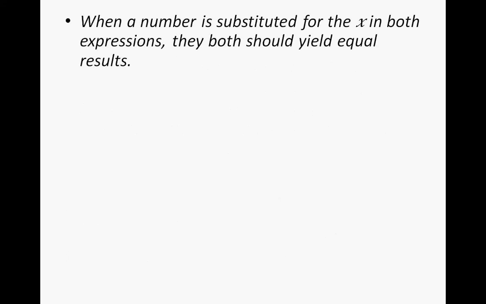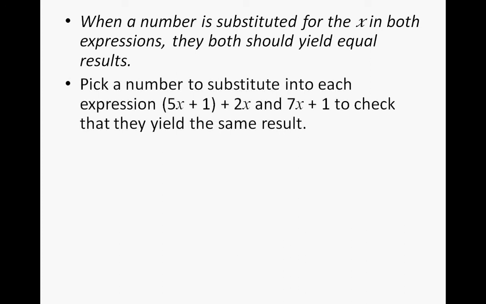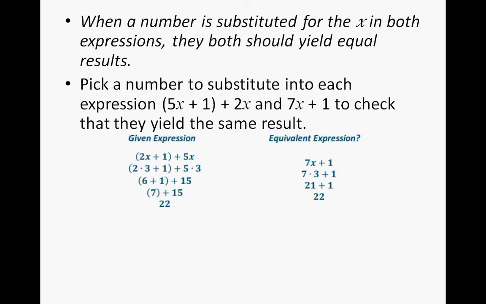Well, when a number is substituted for the x in both expressions, they both should yield equal results. So go ahead at this time, pick a number to substitute into each of the expressions, the quantity of 5x plus 1 plus 2x, and 7x plus 1, to check that they yield the same results. When you have done this a couple of times, check your answers.